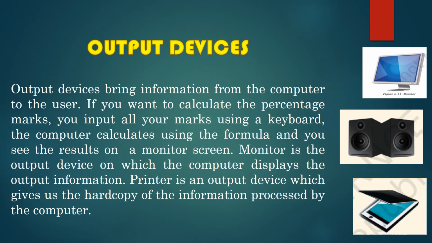Output devices bring information from the computer to the user. If you want to calculate the percentage of marks, you input all your marks using a keyboard. The computer calculates using the formula and you see the results on a monitor screen. Monitor is the output device on which the computer displays the output information. Printer is an output device which gives us the hard copy of the information processed by the computer.